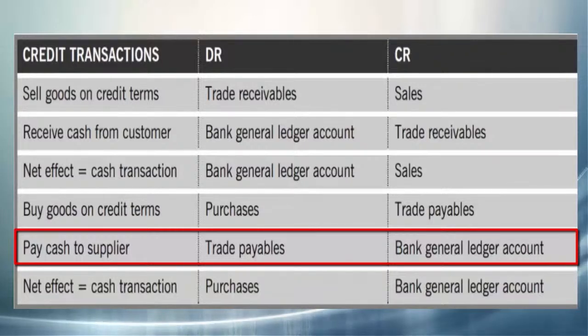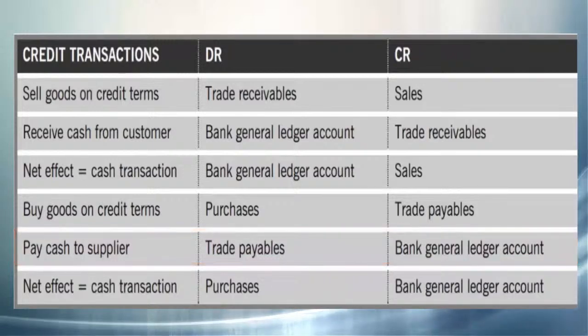Entry in the ledger accounts. Trade payables account, debit $500. Bank general ledger account, credit $500.